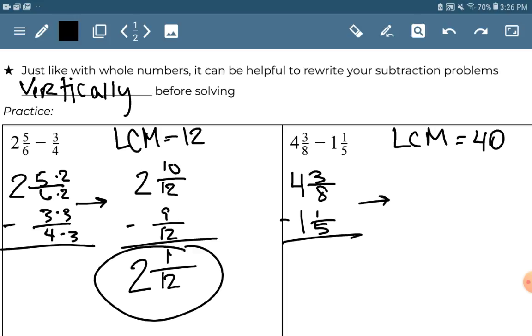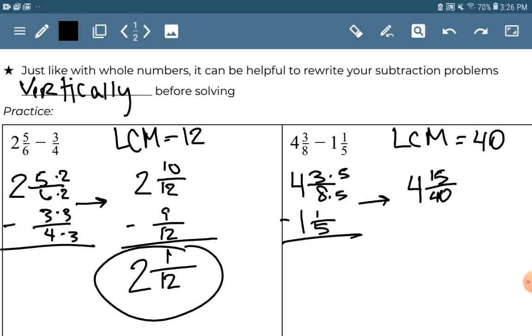So next I'm going to adjust my fractions. My whole number stays the same, but my 8 is becoming a 40. To turn an 8 into a 40, I need to multiply by 5. Whatever I do to the bottom, I do to the top. 3 times 5 is 15. That is my new numerator.